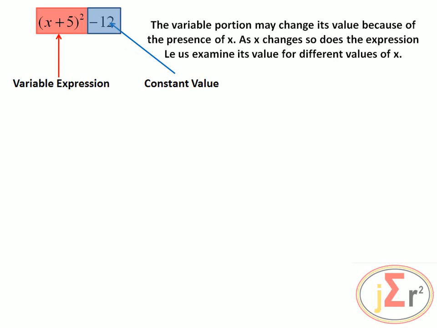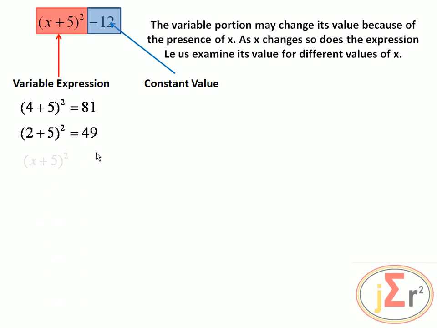So let us examine the value of the variable part of the expression for different values of x. Notice that here we have x plus 5 all squared. The value of x is changed to 4. 4 plus 5 all squared, that is 4 plus 5 is 9. When we square that, we get 81. And another value for x, 2. 2 plus 5 is 7. When we square that, we get 49.